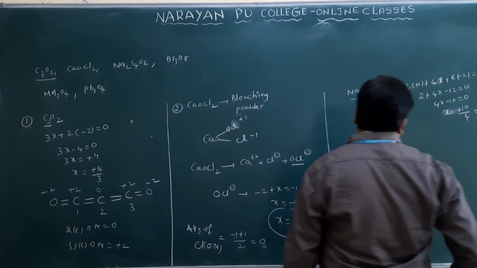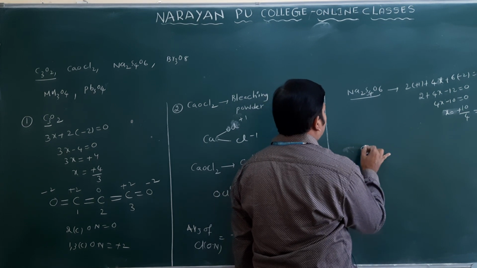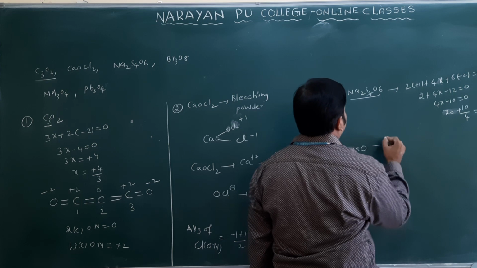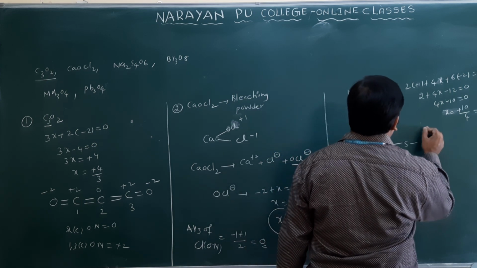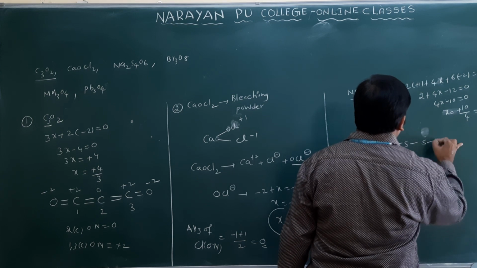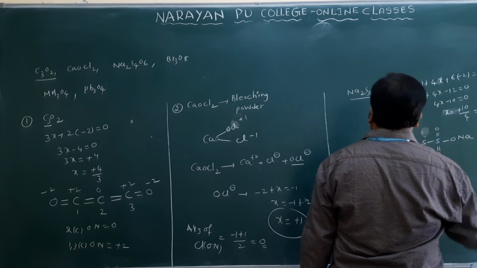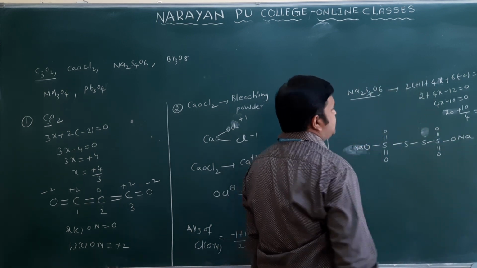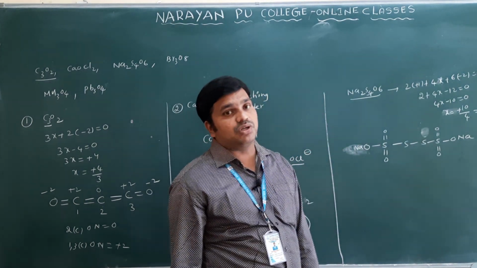If you write the structure of this molecule, I will write here ONa, and this is sulfur, and here double bond O, double bond O. This is sulfur, sulfur, double bond O, double bond O, and this is ONa. This is the structure of the Na2S4O6 molecule.